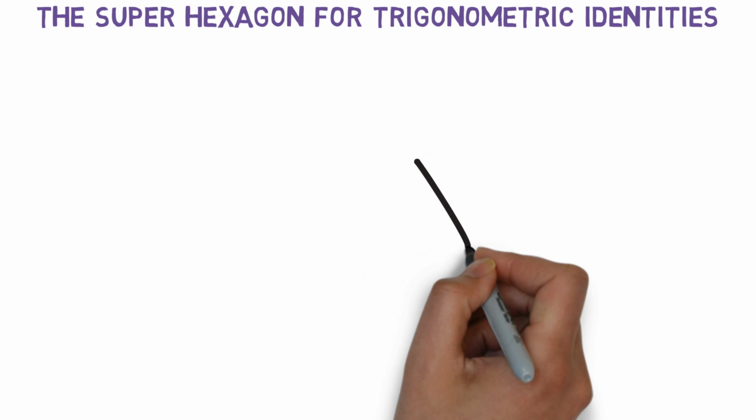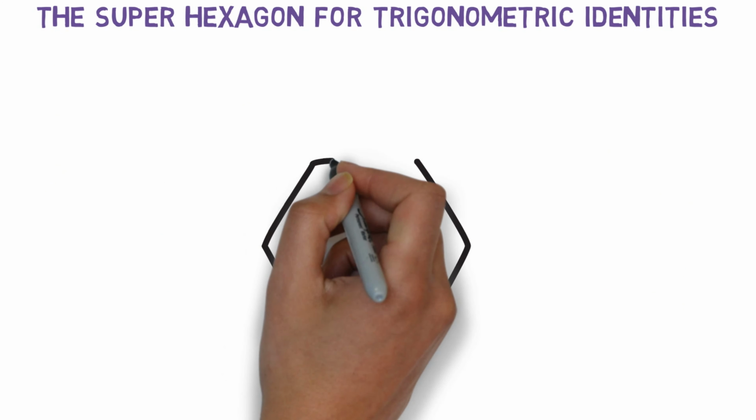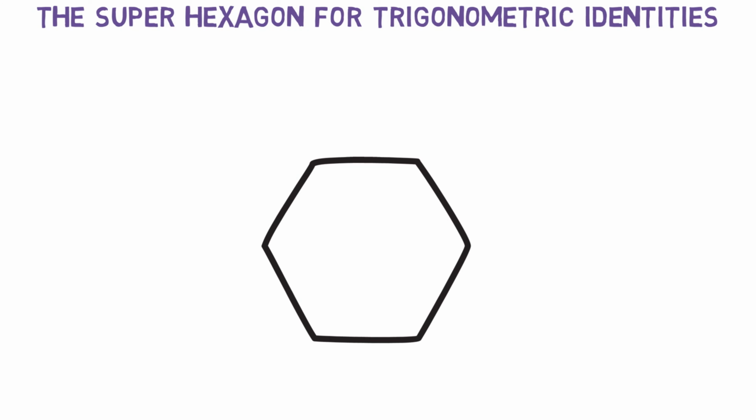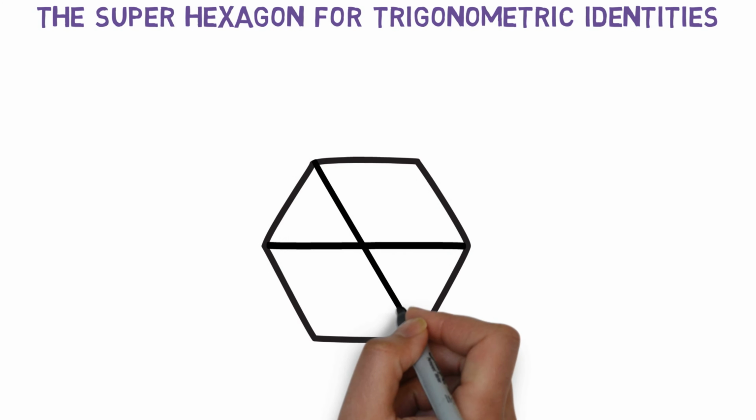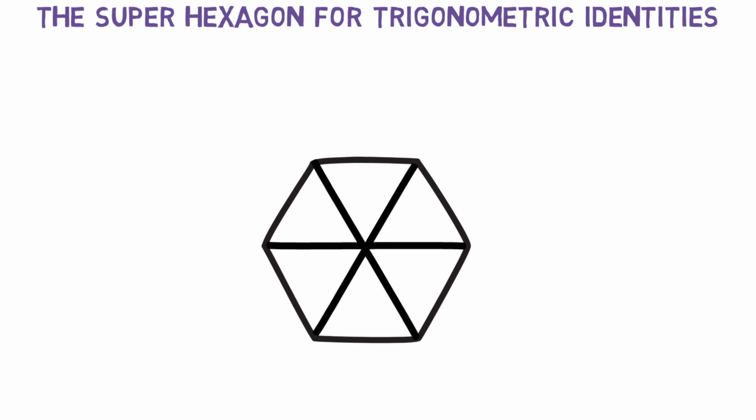Let us begin by drawing the superhexagon. It is a normal hexagon in shape. We will also draw out the three diagonals of the hexagon, like this. The spot in the middle, where all the diagonals meet, is labeled with the number 1.